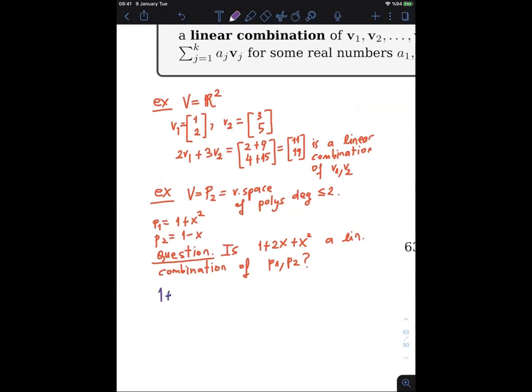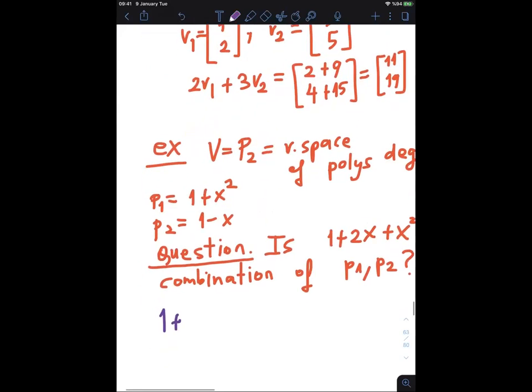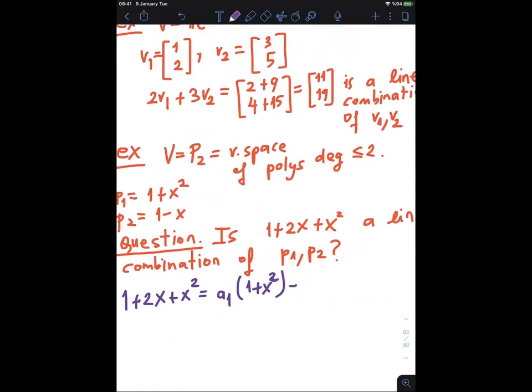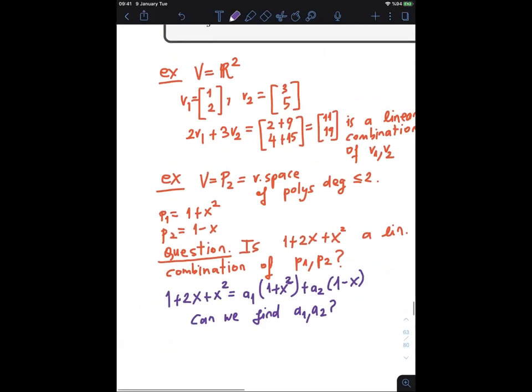So our definition is this. The question is really this: can we write this polynomial 1 plus 2x plus x squared as a linear combination? That means a1 times the first one, 1 plus x squared, plus a2 times the second one, which is 1 minus x. So can we find such numbers? We reduce the question into this one. So what does this mean?